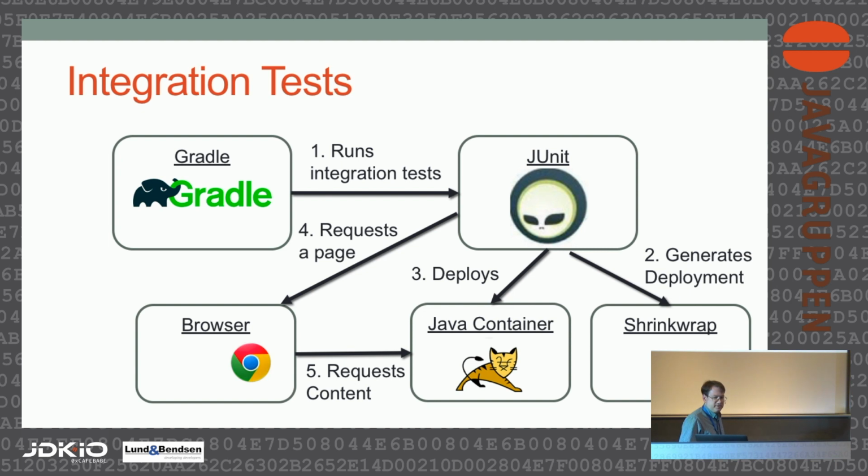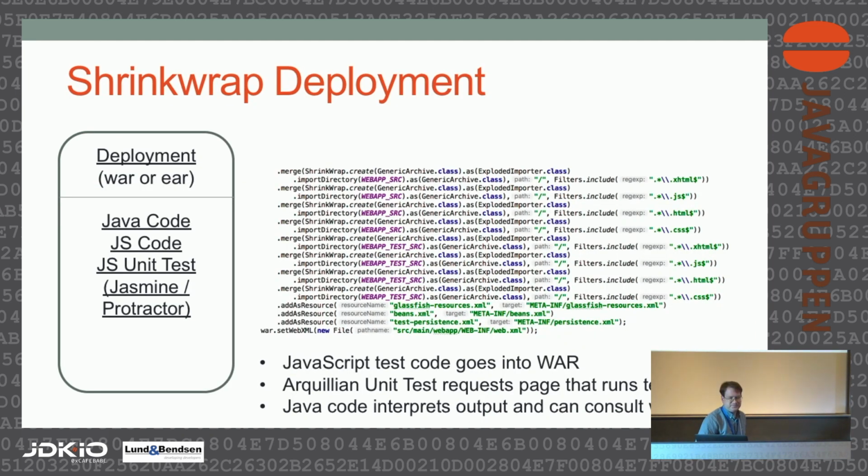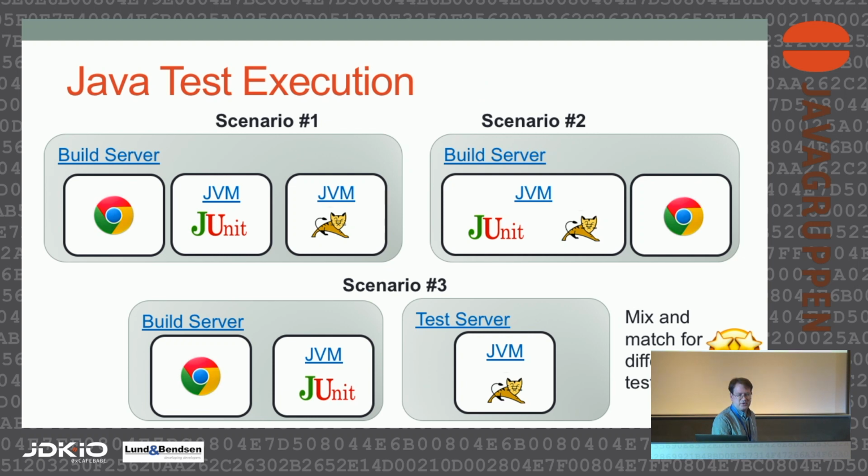And then further taking the integration tests a little further, we can run integration tests, which deploys Java containers, generates the deployments using ShrinkWrap, etc. This is just an example of it going in. And then we've got the capability of doing many different types of testing scenarios. So we could have on our builds, we could have a build server, it could be testing using the JVM, Tomcat with Chrome, testing the back end. So it can mix and match for different tests.